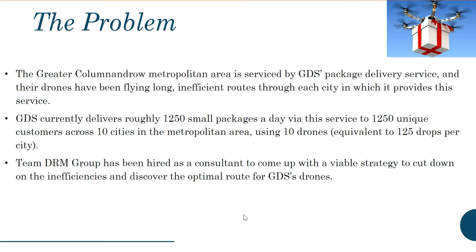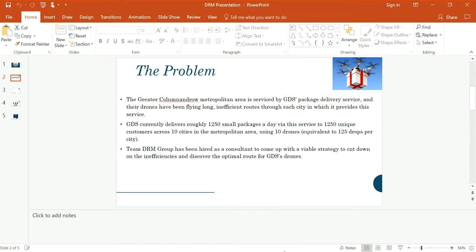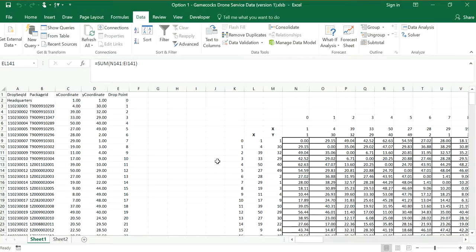So our group has been tasked with coming up with a viable strategy to cut down on inefficiencies and discover the most optimal route. And that's what I'm going to do right now. So I'm just going to take you through our calculation here. So using Excel, we first numbered each drop point from 0 to 125, which we listed in a column adjacent to the X and Y coordinates, as you can see here.